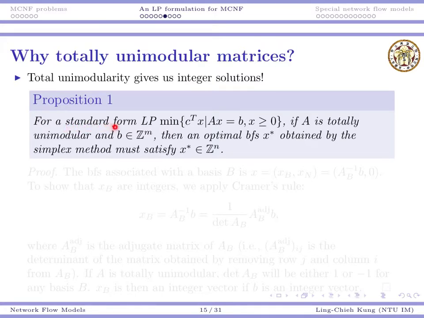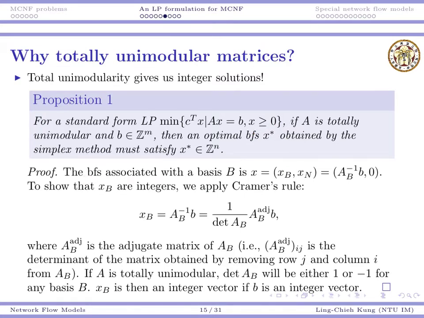Suppose I give you a standard form linear program, minimizing c transpose x subject to Ax equals b, x greater than or equal to 0. For this standard form problem, if A is totally unimodular and b are all integers, then an optimal basic feasible solution reported by the simplex method must satisfy the integer property. Okay? As long as A is totally unimodular and b are all integers, then an optimal basic feasible solution must be an integer solution. Let's see why.